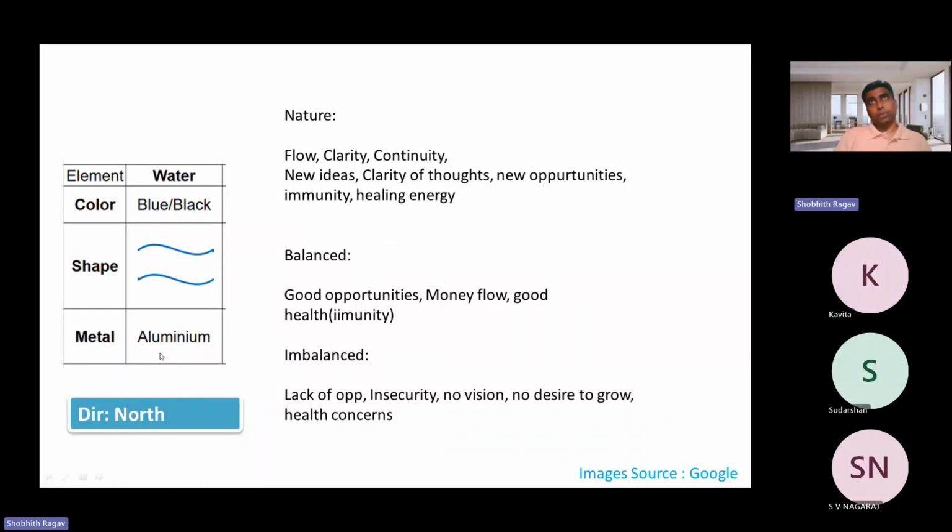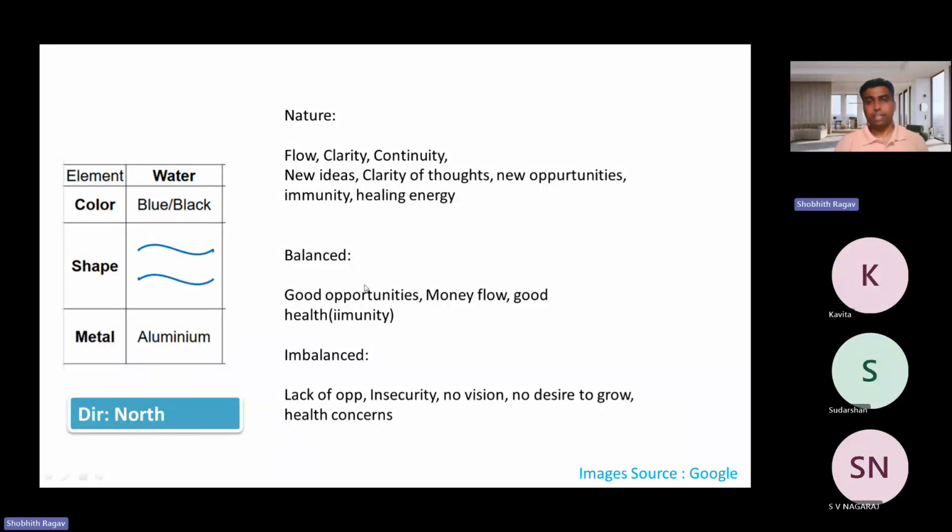Also metals. Each metal also has an element. Whatever aluminum objects you place or use, this will correspond to the water element. And direction, generally, north direction is considered as a water element. Major water elements are in the north direction, north of northeast, slightly towards northeast, half of northeast. So all these directions are predominantly water elements. Okay. So now what we'll understand is the nature of water element.